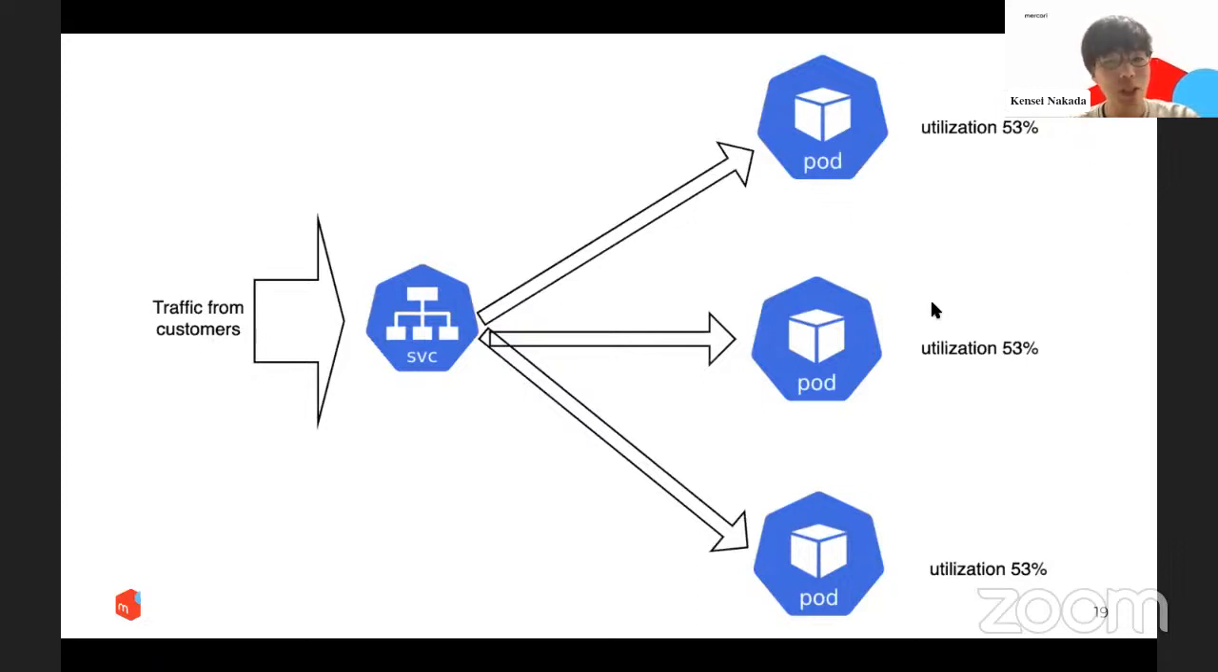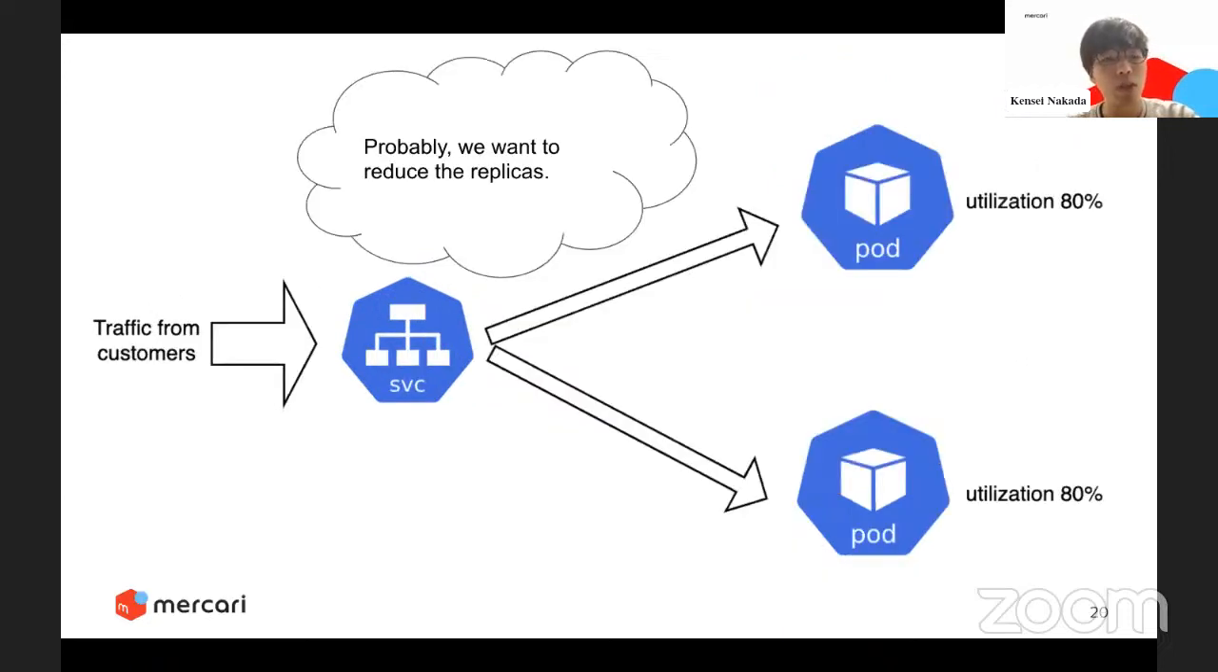So this is a very simple overview of the flow of traffic in the Kubernetes cluster. When traffic comes from customers, it goes through the Kubernetes service resource, and then each request goes to each pod. Here, the utilization is around 50%. So probably we can reduce the replicas so that it makes each pod more highly utilized.